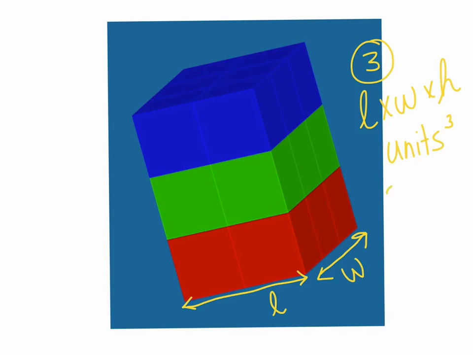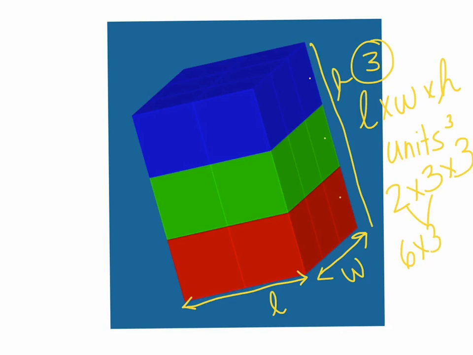So our length is 2, our width is 3, and then we also have to take into consideration our height, which is 1, 2, 3 as well. So we've got length times width times height. Now we don't have to count all the blocks because, I mean, we can't see them all, but we do 2 times 3 is 6, and then 6 times 3 is 18.